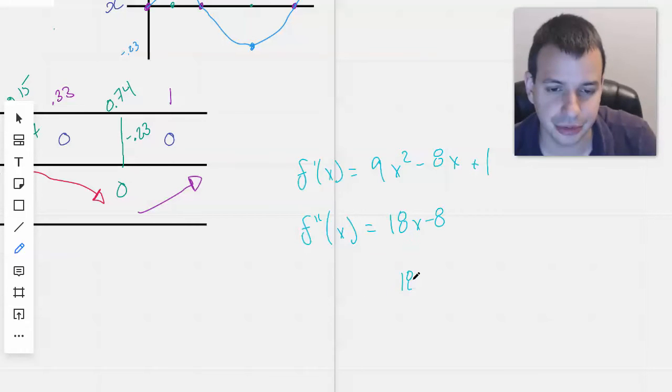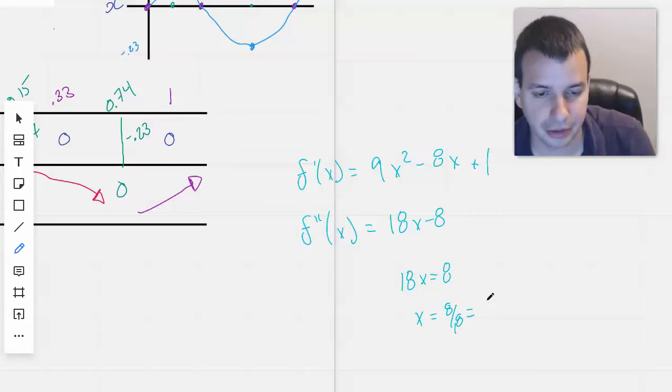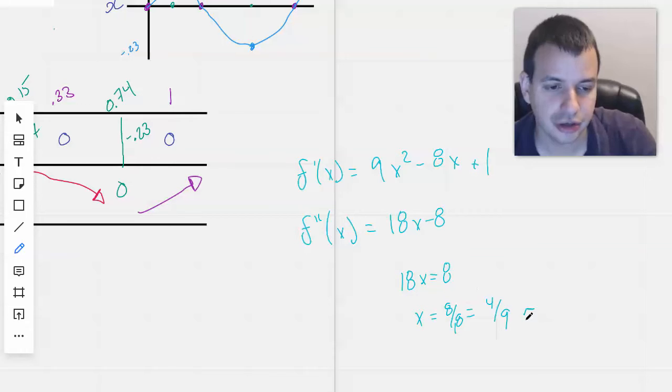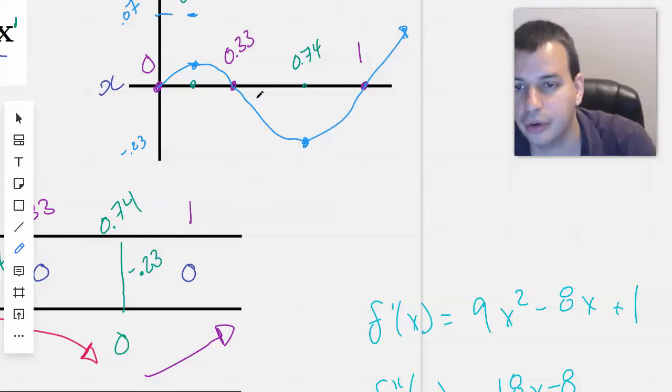So we just set this equal to 0, and you move negative 8 over, you get 8x equals 8. X equals 8 over 18. Divide both by 2, and you have 4/9. 1/9 is about 0.11, so 4 of those would be about 0.44. So between 0.33 and 0.74, we'll have 0.44.